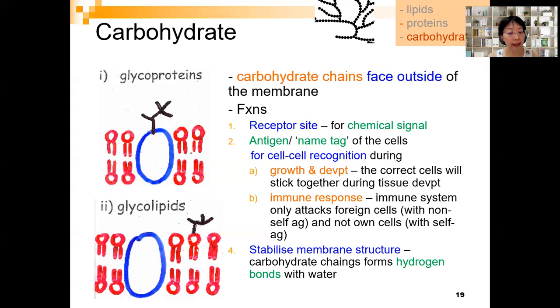Okay, so that's all for today. You have looked at the molecules that make up the membrane, where they're arranged and their functions. You have looked at the fluid mosaic model of the membrane as well. So please make sure you do all these drawings into your notes.